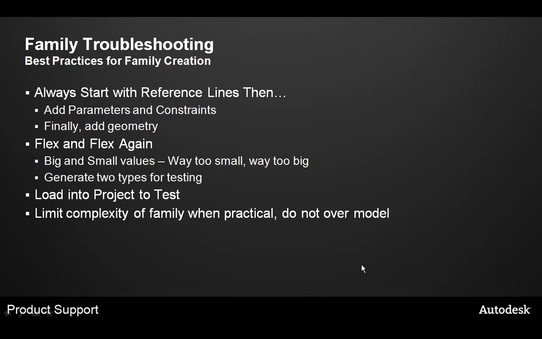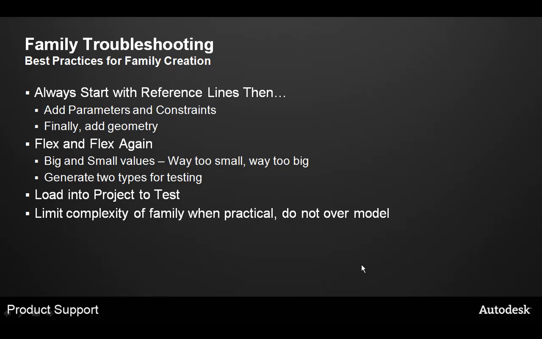Start with reference lines, then add your dimensions, add your parameters and your constraints. Make sure that those parameters and constraints work as expected, then add your geometry at the very end. It's important to follow this process as it catches mistakes made in the geometric process and in the process of creating parameters. Do this for each piece of geometry. Don't create all your reference lines and all your parameters at once, and then add all your geometry. Do this for each piece of geometry you're going to be adding to your model.